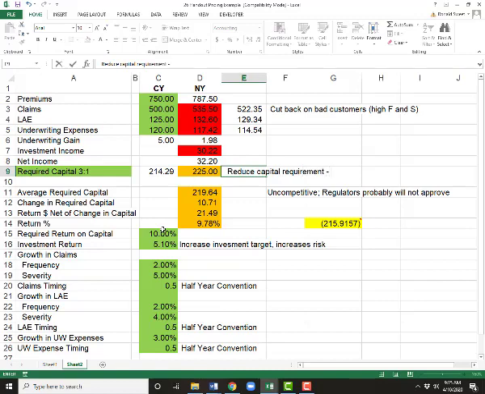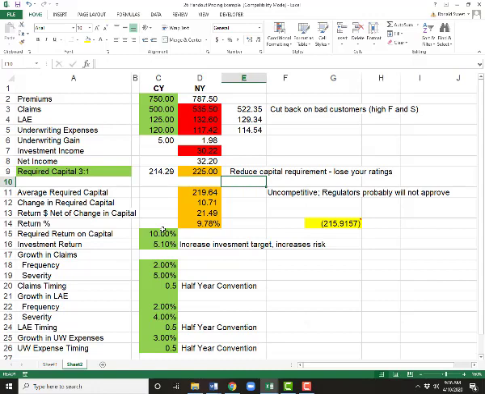But what is that going to do? You might lose your ratings. They might downgrade you. Maybe you were single A and now they're going to make you triple B. So you can't just say, hey, we're going to hold less capital so we get a higher return on equity. But that might be another solution. But you don't have many options.